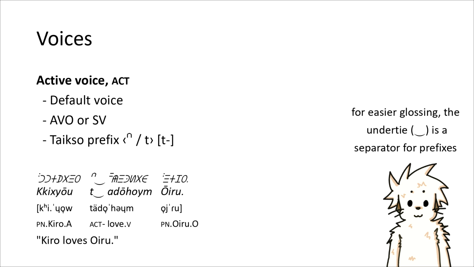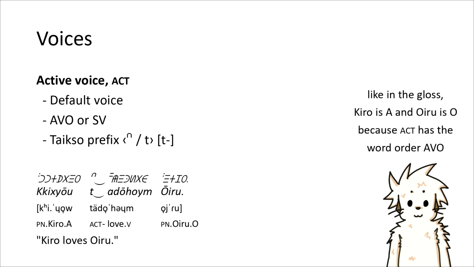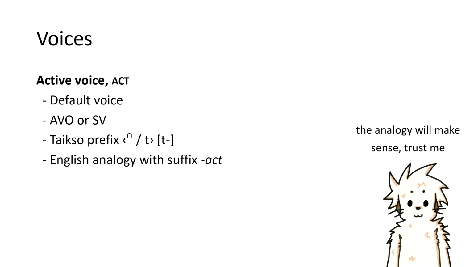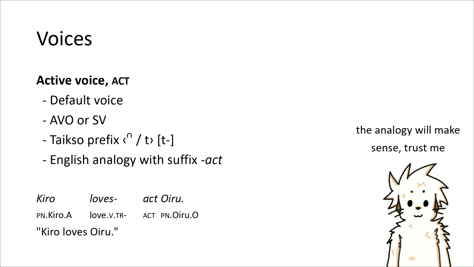This active verb has 2 arguments. Since the active voice is agent-verb-object, it tells you that Kiro is the agent and Oiru is the object. To make an analogy in English, I will indicate the active voice with the suffix act, like this.